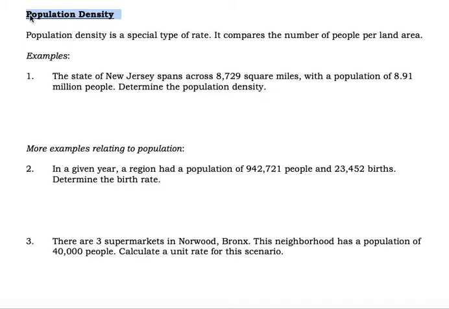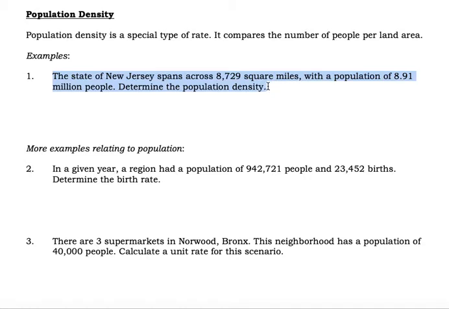What we do in population density is we compare a population of people, or a population of animals or objects, to a specific piece of land. So population density is a special type of rate. It compares the number of people per land area. This example says, the state of New Jersey spans across 8,729 square miles, with a population of 8.91 million people.